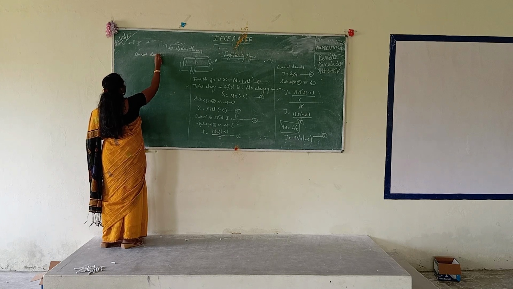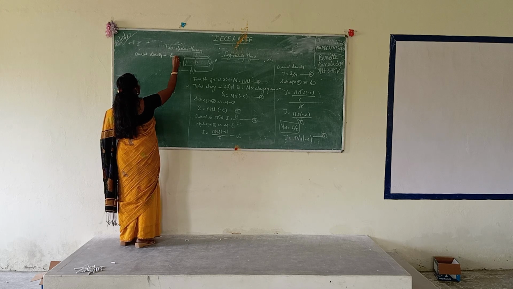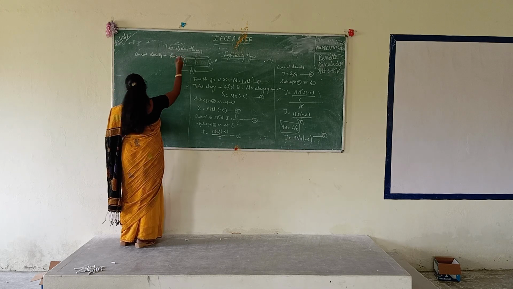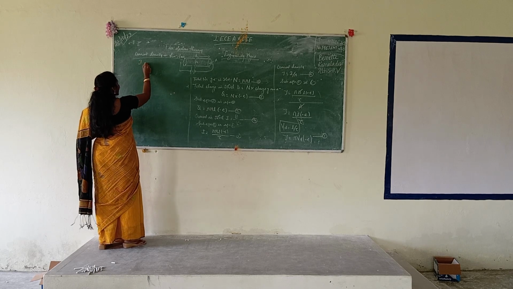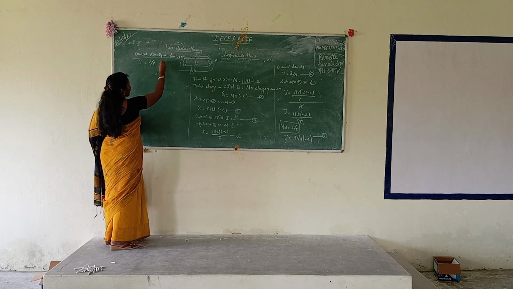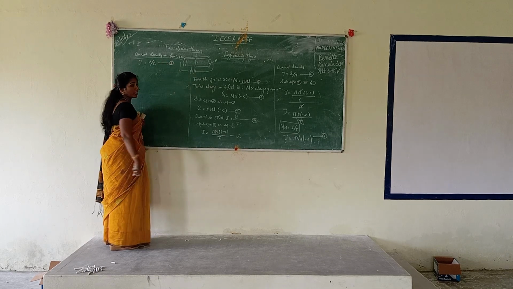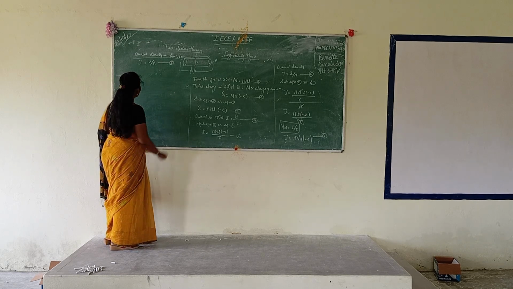Current density in Ohm's law. So here, Ohm's law: I is equal to V divided by R. This one is the eighth equation. I is equal to V divided by R.